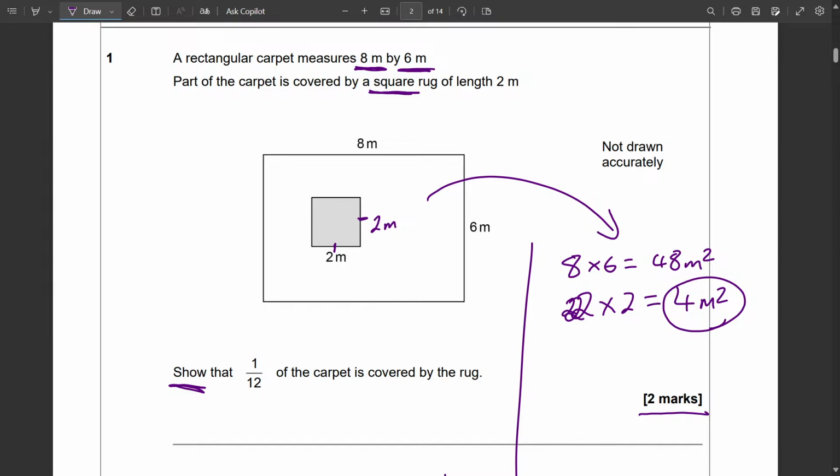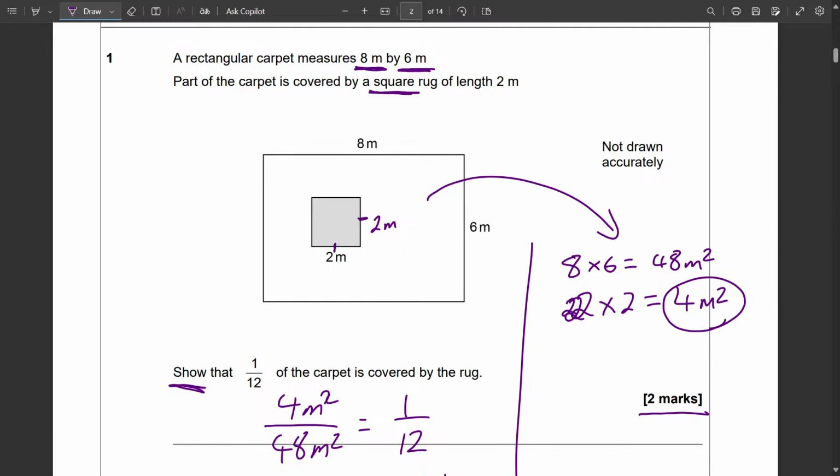If you write that down, we're covering 4 square meters out of 48 square meters. If you simplify that, that gives you 1/12, and that will get you the second mark. So 4 square meters out of 48 square meters will give you 1/12. So always be careful with those things.